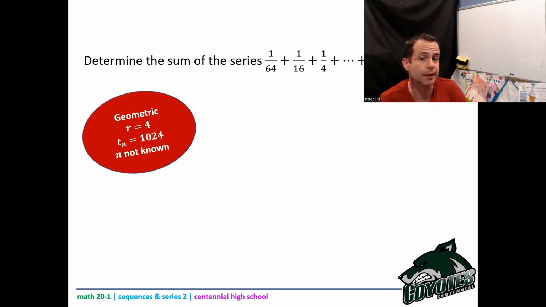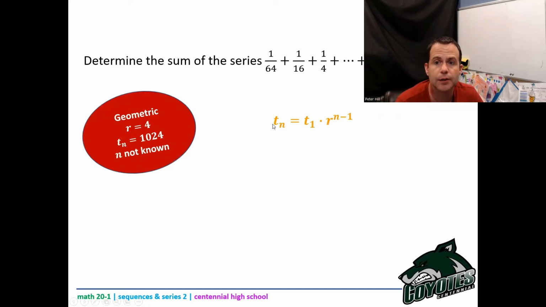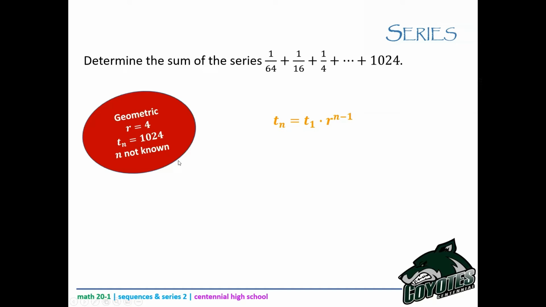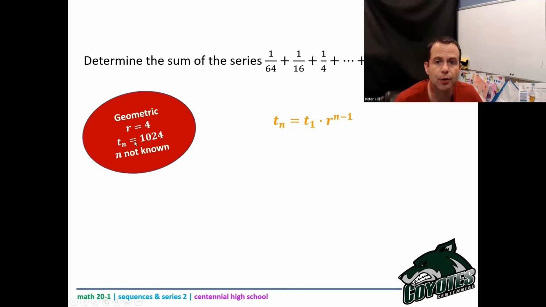This time I actually know that T of n is 1,024, but the glitch in this one is I don't know how many terms I have. So the first thing I'm going to do is head to my general term geometric sequence formula and figure out how many terms I have. I've got T of n equals T of 1 times R to the n minus 1. I know I can put in 1 over 64 for T of 1. I know I can put 1,024 in for T of n. I'm just going to hide my head here in case some of you at home didn't see the 1,024. Okay, I know R is 4, so I can plug that in here. And now I'm going to solve for n.